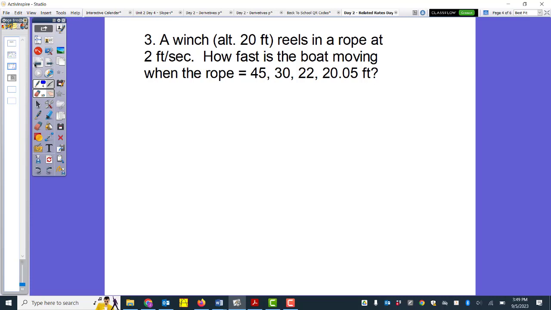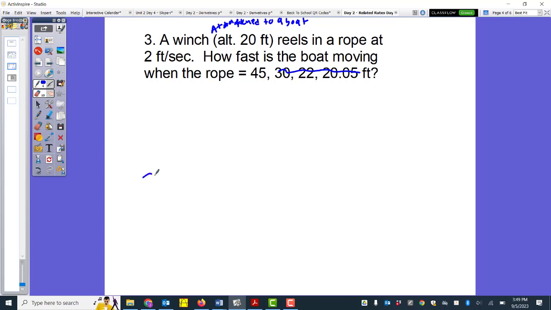A winch, altitude of 20 feet. Okay, that means it's 20 feet out of the ground, water, whatever. Reels in a rope at 2 feet per second. How fast is a winch attached to a boat? I should probably say, attached to a boat. There you go. A winch attached to a boat, altitude of 20 feet, reels in a rope at 2 feet per second. How fast is the boat moving when the rope is, we'll start with 45 feet.